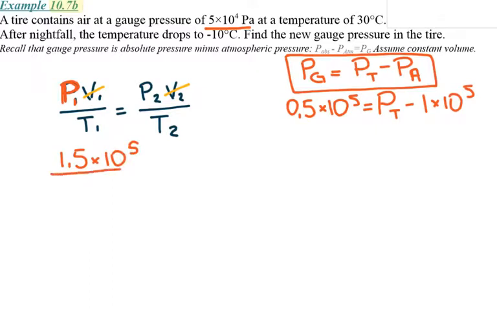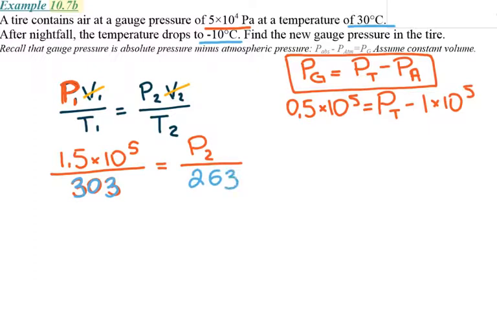And then I have to change the temperature from 30 degrees, which is 303 Kelvin, into kelvins. And then I'm looking for the pressure in the tire after the temperature drops, and the temperature goes from 30 degrees Celsius to negative 10 degrees Celsius. So the temperature drops by 40 degrees. So if my initial temperature is 303, if I subtract 40 degrees from here, the new temperature is going to be 263.